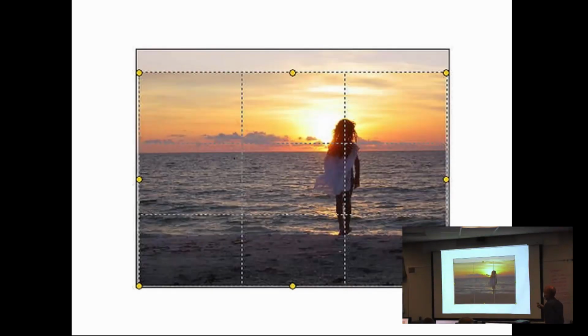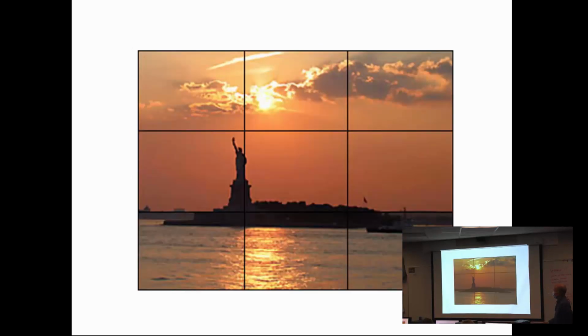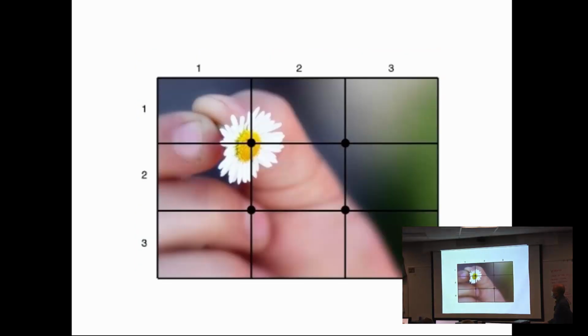These are just some images of what it would look like for the rule of thirds. This one they've used the horizon along that top edge, beach along the bottom third, and especially put your subject on that right third there. Same thing, look at your horizon on the bottom, Statue of Liberty on the left.